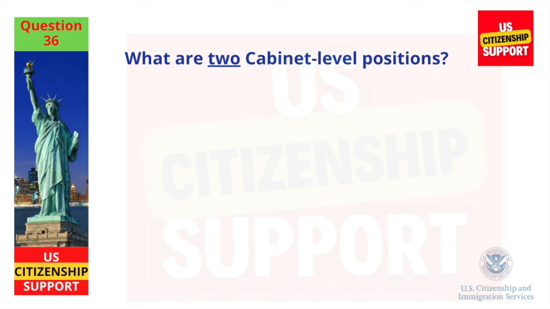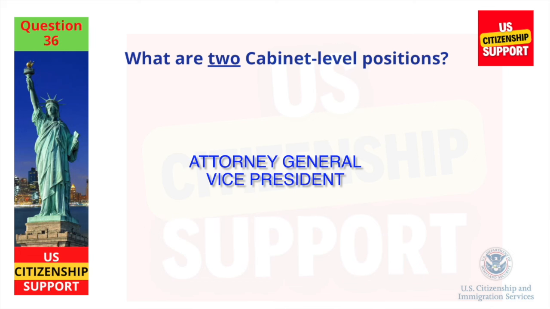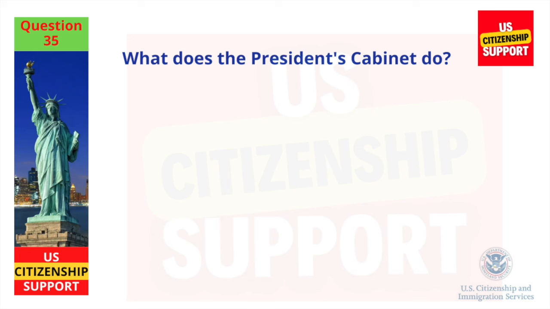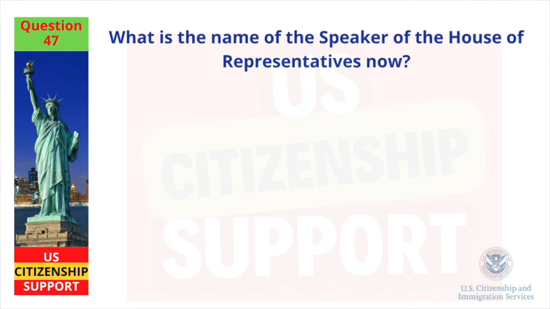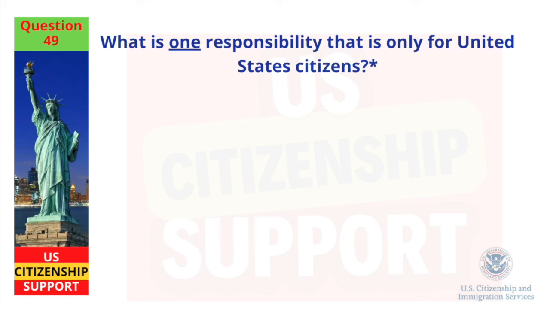What are two cabinet-level positions? Attorney General. Vice President. What does the president's cabinet do? Advises the president. What is the name of the Speaker of the House of Representatives now? Mike Johnson. What is one responsibility that is only for United States citizens? Serve on a jury.